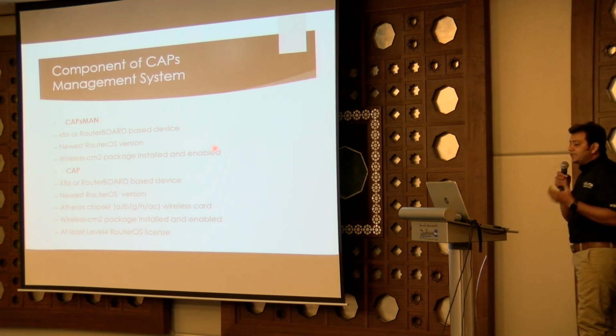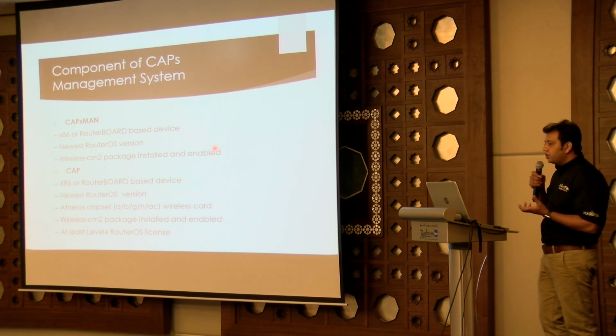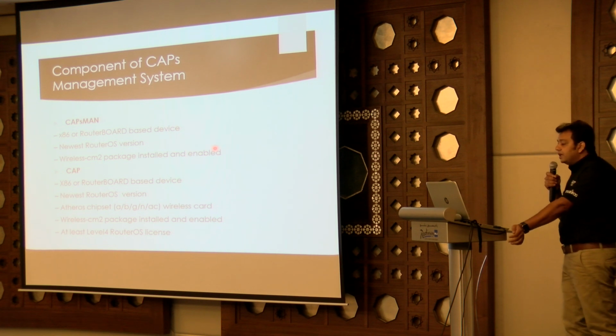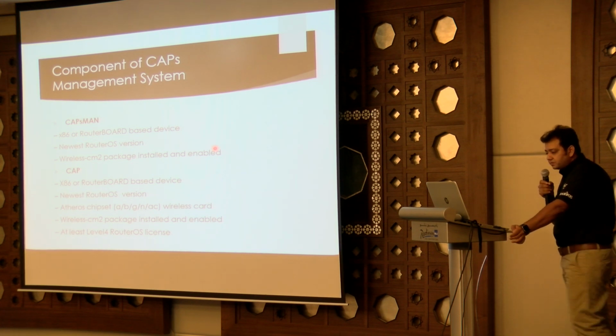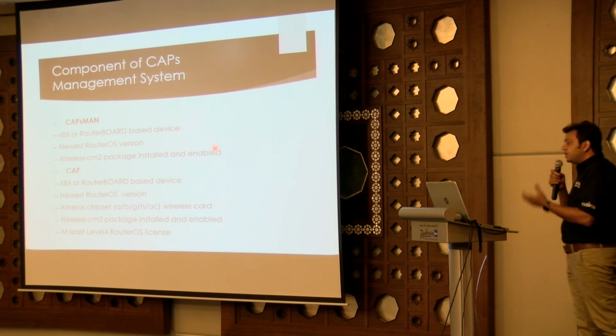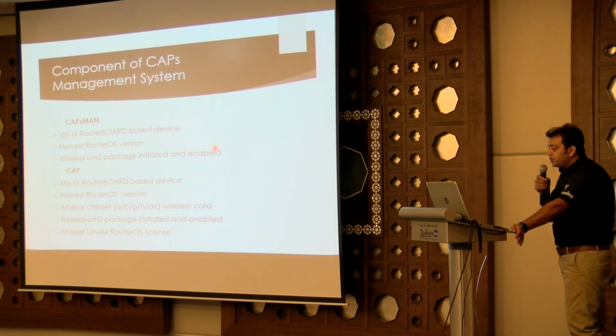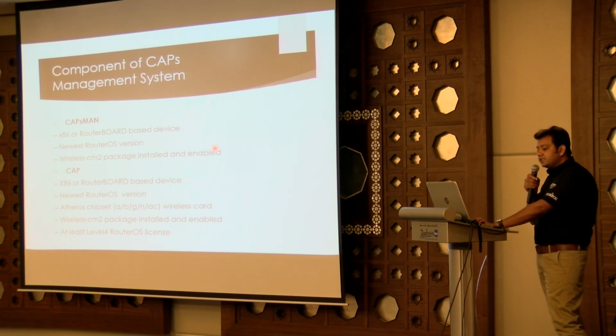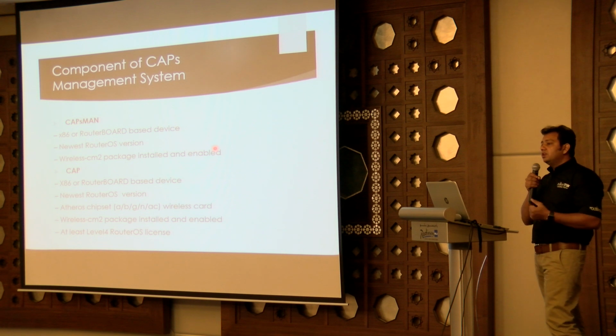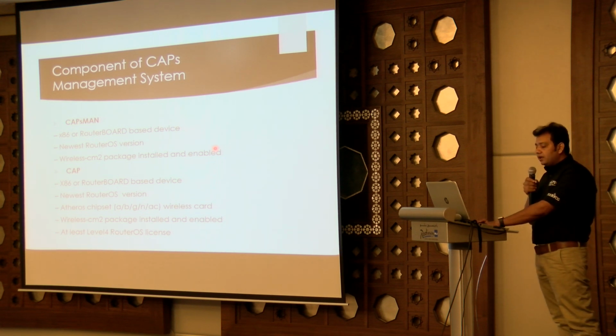CapsMan, you can install on a computer machine or on a RouterBOARD. And you should use the newest RouterOS. It is highly recommended. You need the wireless CM2 package installed or enabled, or you can use the latest one, which is wireless wave. For the CAP side, the AP which will serve the end user, it can also be a machine with a wireless interface, or a RouterBOARD. It should have the new RouterOS, Atheros chipset, the wireless CM2 package installed, and at least a level 4 RouterOS license, because for wireless AP mode you always need a minimum level 4 license.